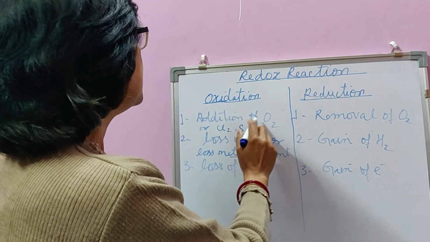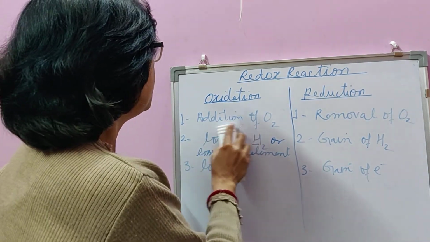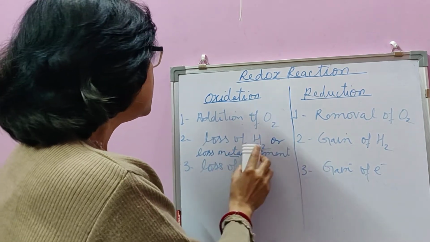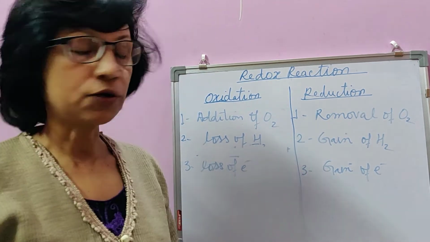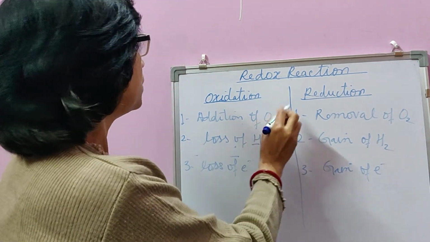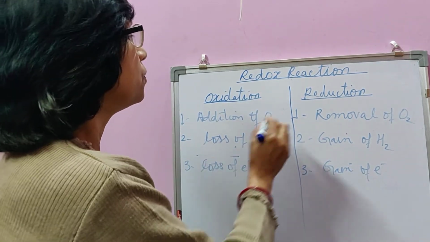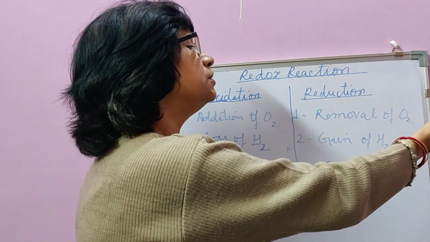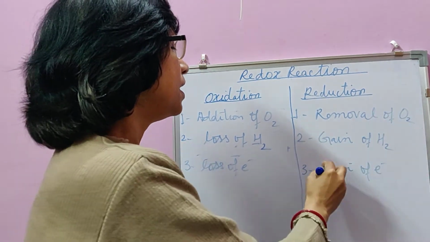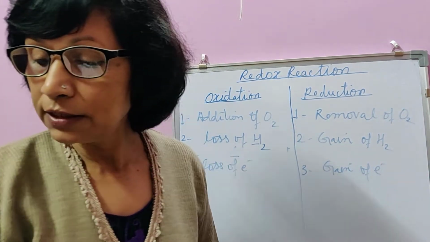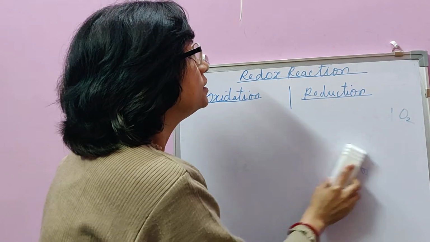So oxidation is addition of oxygen or any electronegative element. If you find it difficult, you can ignore this, but otherwise, note it. And loss of hydrogen or any electropositive element. Electropositive elements are metals and electronegative elements are non-metals. Hydrogen is the only exception. And loss of electrons, whereas reduction is removal of oxygen or a non-metal, gain of hydrogen or a metal, and gain of electrons.